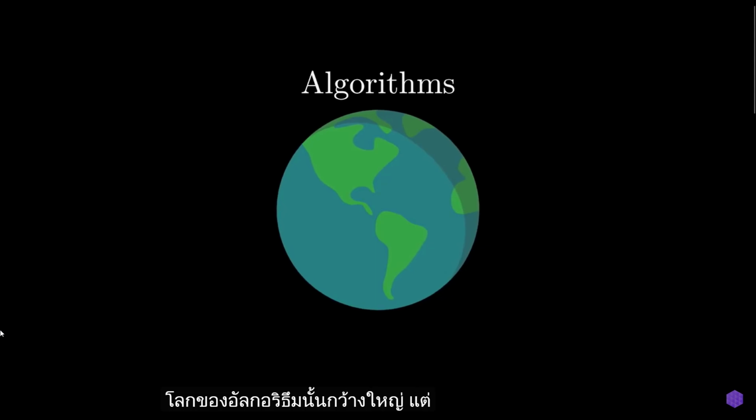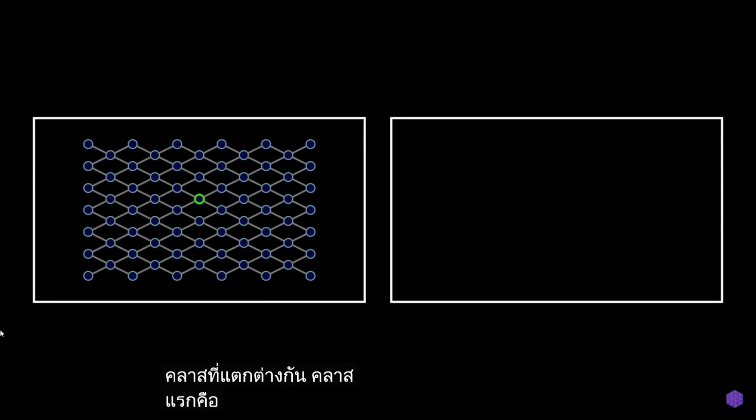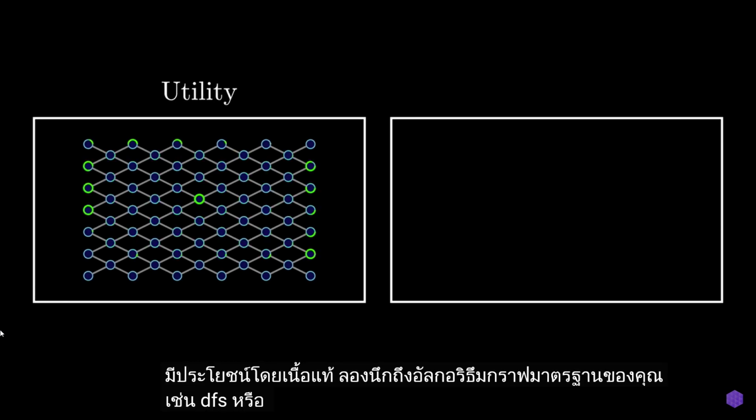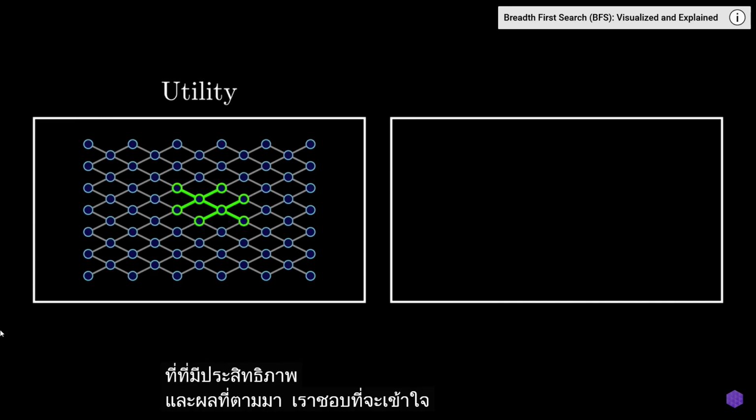The world of algorithms is vast, but we can often split them into two distinct classes. The first class is those that are inherently useful. Think of your standard graph algorithms like DFS or BFS. These algorithms show up all over the place, they are efficient, and as a result we like to understand them.